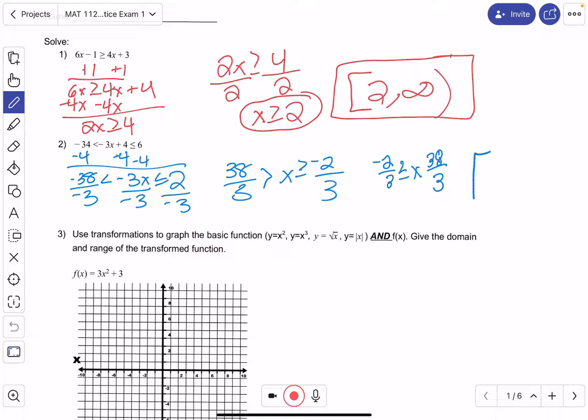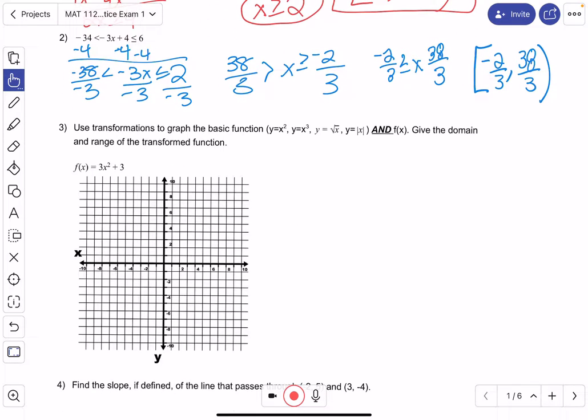And then for full credit, if it was asking you for interval notation, you would need to put your numbers in your parentheses and your brackets. Now don't forget, the fraction answer is fine. That's your exact answer. You don't have to worry about messing up with your rounding or anything like that if you leave it as a fraction.